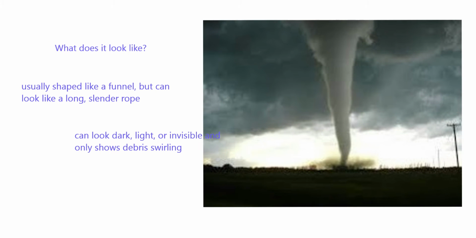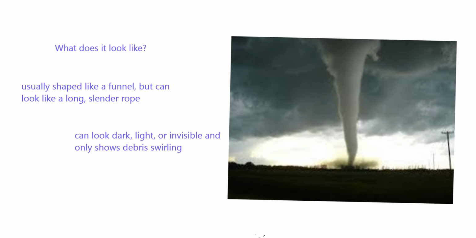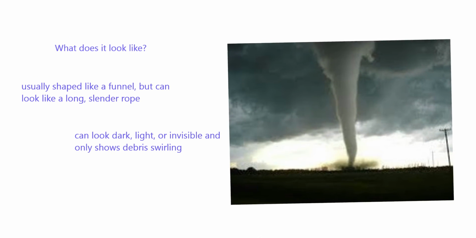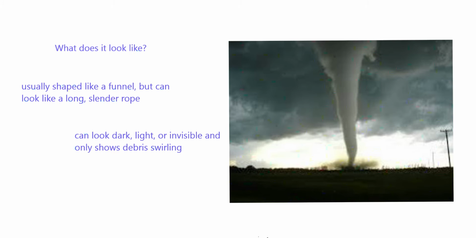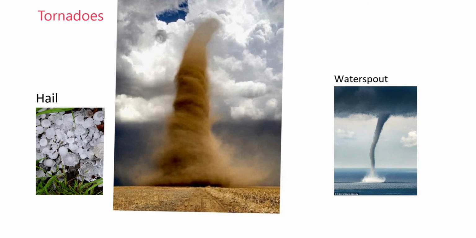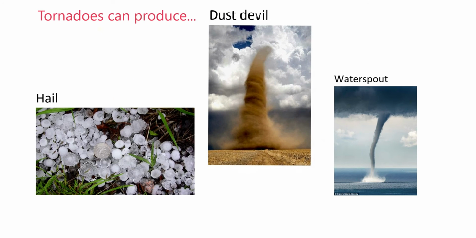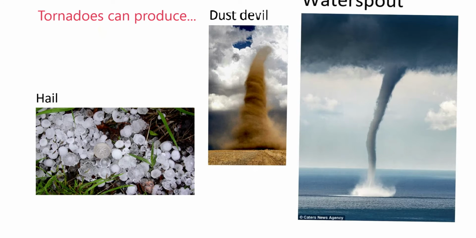As you can see, it doesn't take up much path. The tornadoes come in different sizes. Tornadoes can produce hail and dust devils. As you can see, it's over land and dust, and it picks it up, and all you can see is the dust. It can also produce a waterspout. This is a tornado that's formed over water.